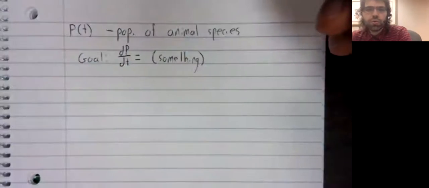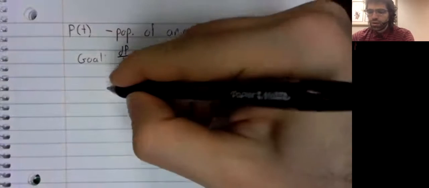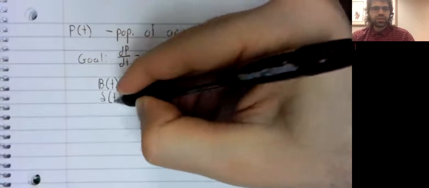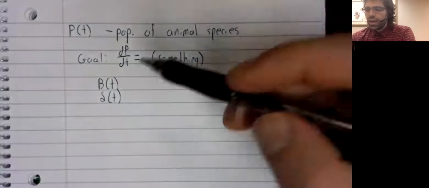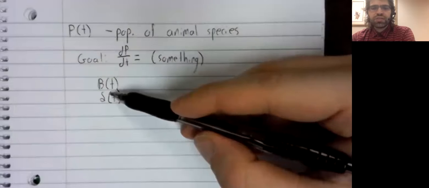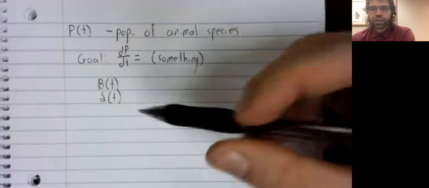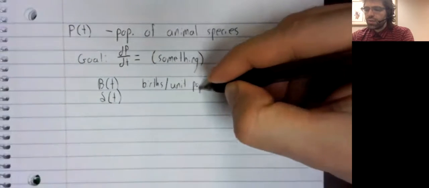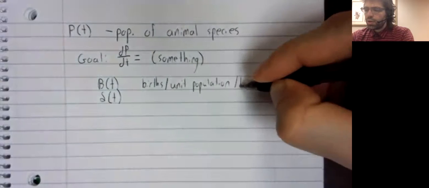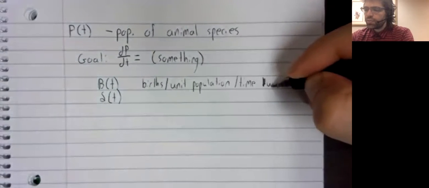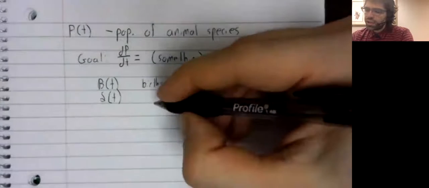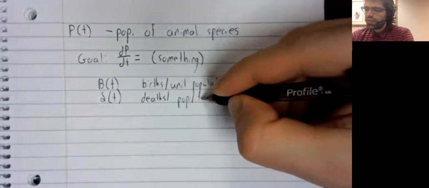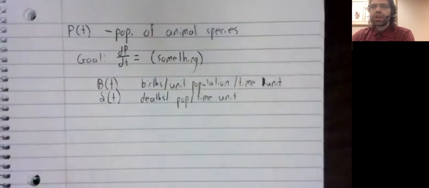To accomplish this goal, we'll define two other functions, beta of t and delta of t. And beta of t and delta of t are essentially birth rate and death rate. Beta of t is births per unit of population per time unit. And delta is the same, except instead of births, we've got deaths.